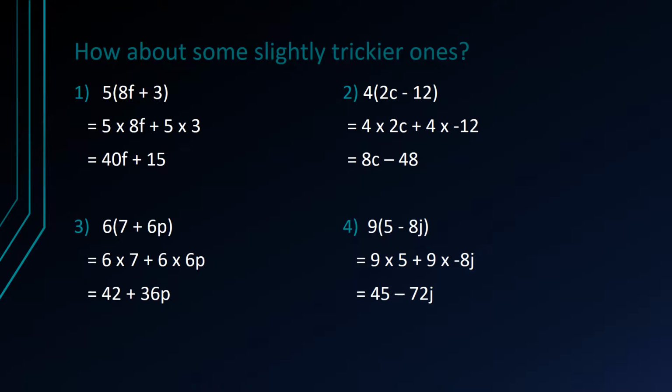In the third example, 6, and then in brackets 7 plus 6p. 6 times 7 plus 6 times 6p gives us 42 plus 36p. And then finally, 9, and in brackets 5 minus 8j, we've got 9 times 5 plus 9 times negative 8j, and we end up with 45 minus 72j. So hopefully you're getting the hang of it.